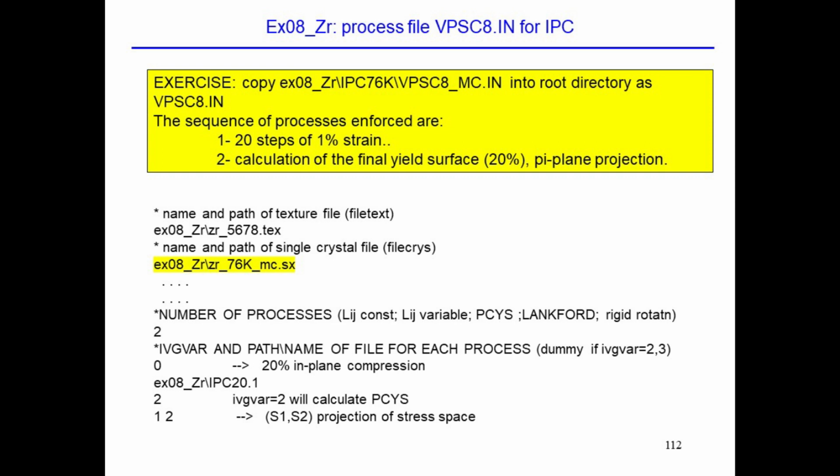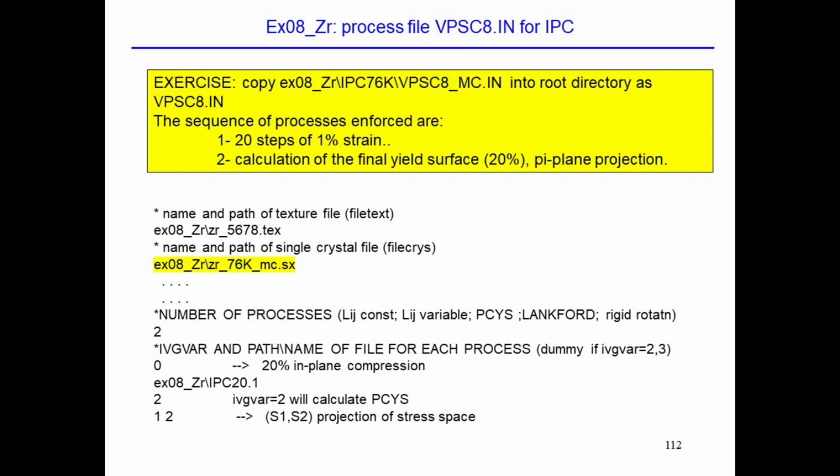This file is called VPSC8 MC, for Monte Carlo, .in. It will have to be copied into the root directory as VPSC8.in. We are going to do 20 steps of 1% strain, and we are going to calculate the final yield surface at 20%, the p-plane projection of the yield surface. So this is the VPSC file. Only the lines that matter are copied here.